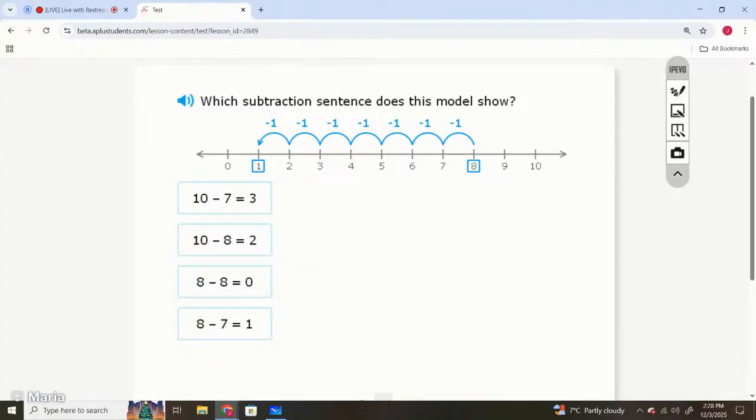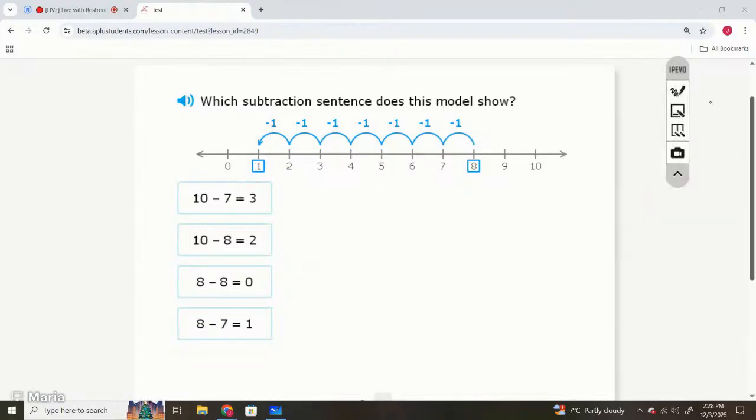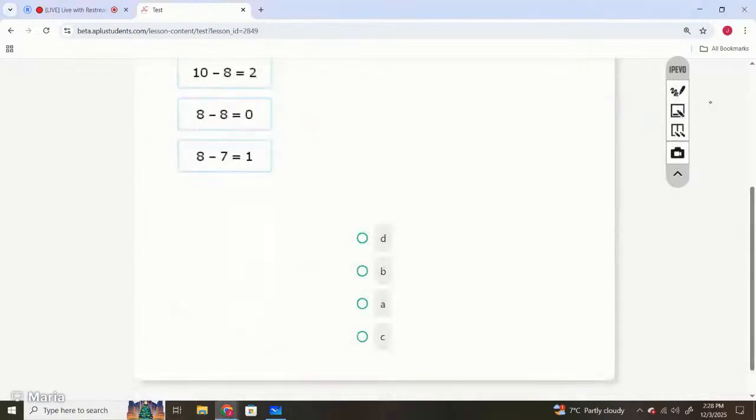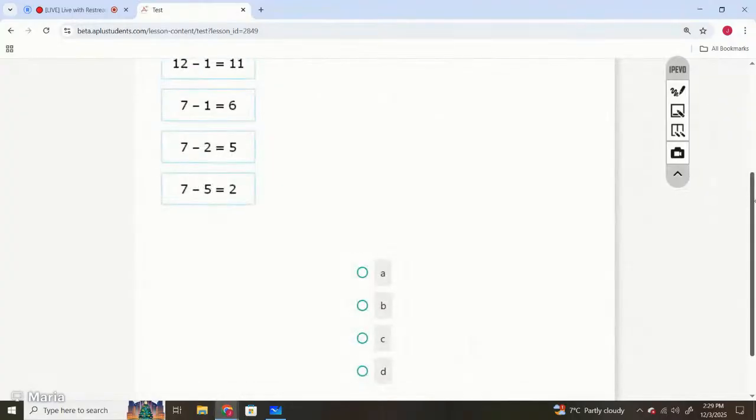So start with the greater number, that is 8. Look at the greater one, right? Count back how many times you go back. 1, 2, 3, 4, 5, 6, 7. So that is 8 take away 7, you end up on 1. So the correct option is option number D, that is 8 take away 7 equals 1. D is the correct option.